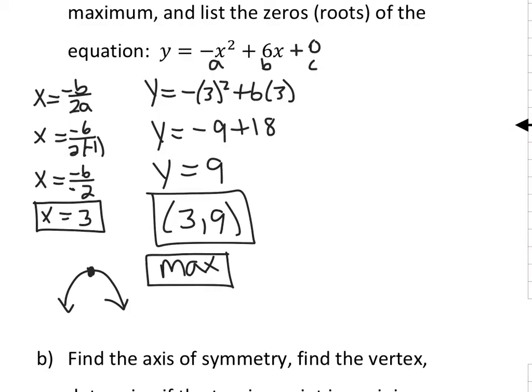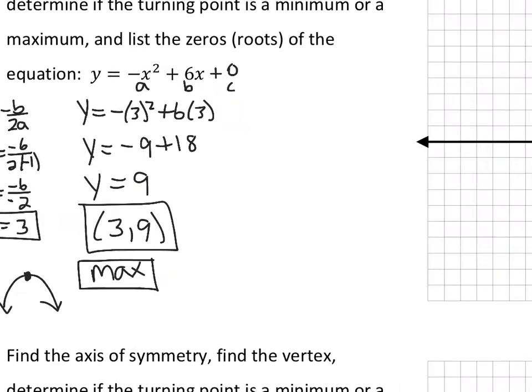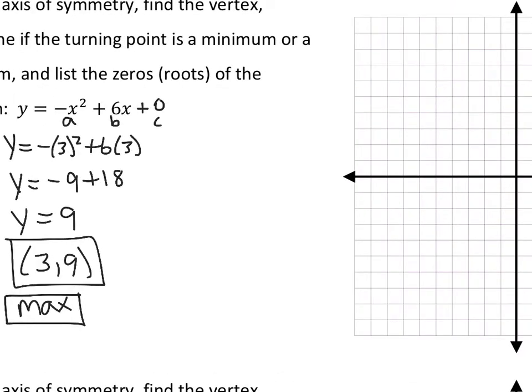Okay, let me reassess here. Find the axis of symmetry. Done. The vertex. Done. Determine if it's a min or a max. Done. So the only thing left to do is to list the zeros and to graph it, of course. So what I'm going to do is I'm going to put this function into my y equals and create a table of values to help me graph it.